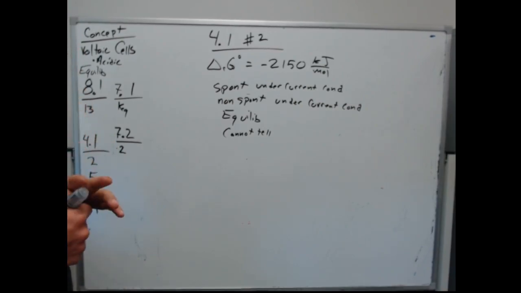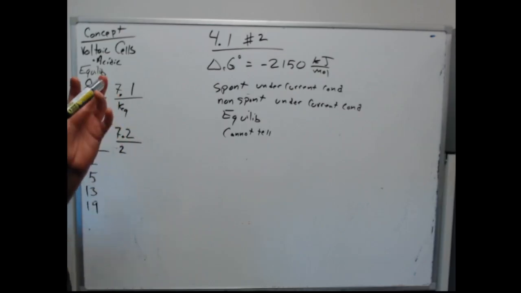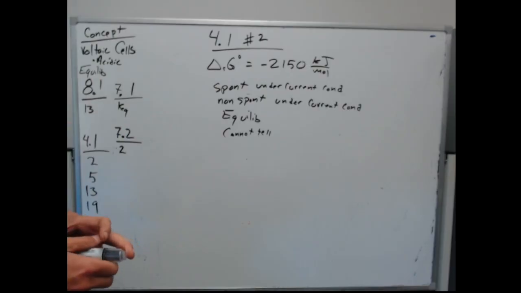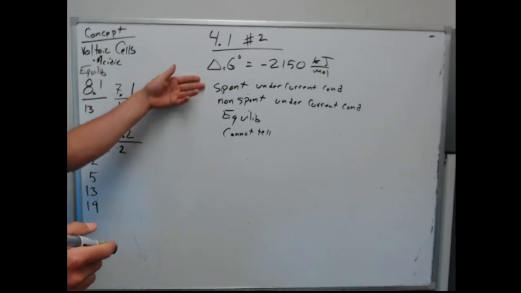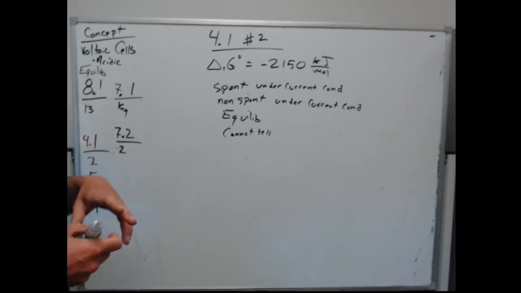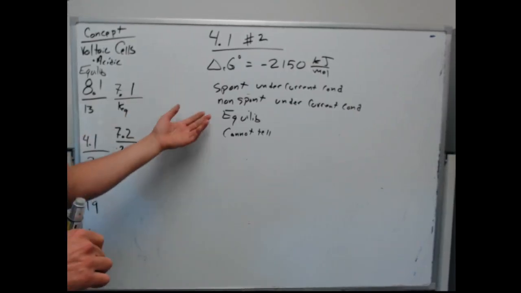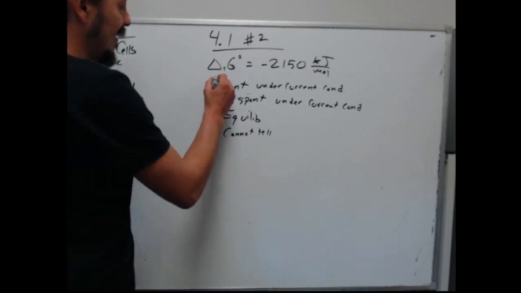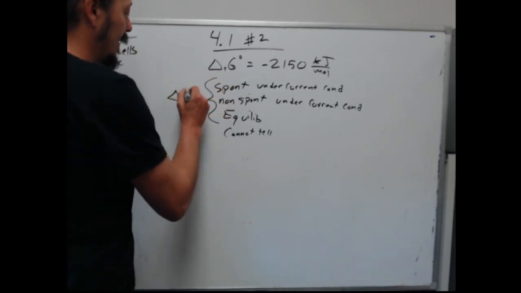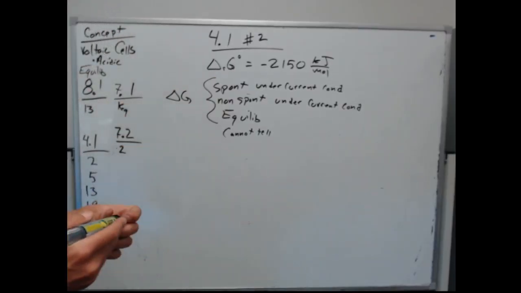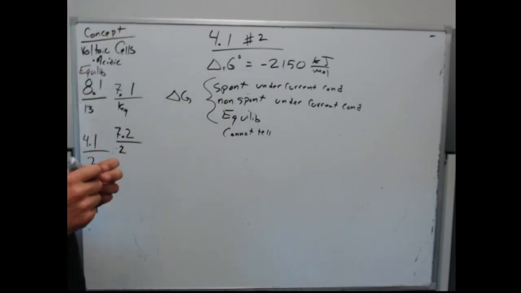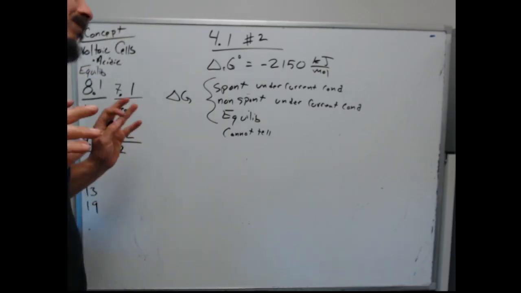So remember, delta G standard tells us specifically about the standard conditions of how something would proceed. So when it says something like spontaneous under current conditions, non-spontaneous under current conditions, cannot tell, equilibrium, what are the current conditions? These things are really about delta G, not about delta G naught. But isn't delta G naught just standard conditions, so aren't the conditions known? So that's why I was kind of confused.